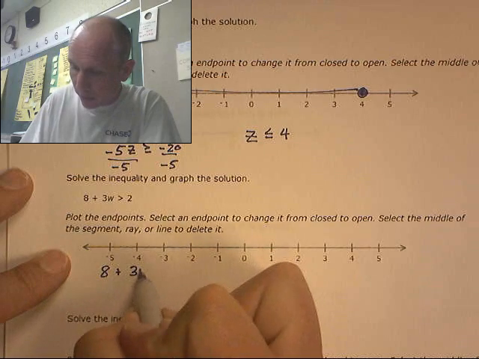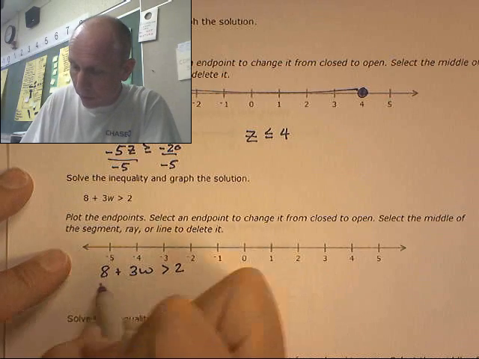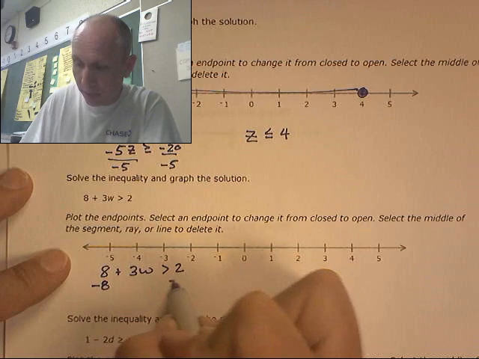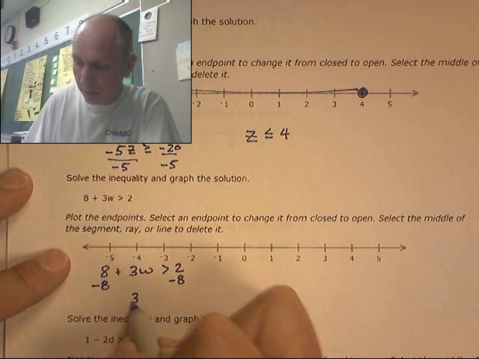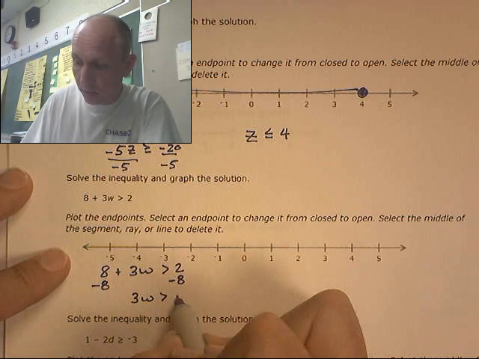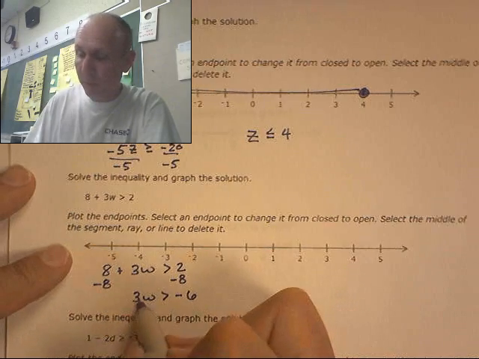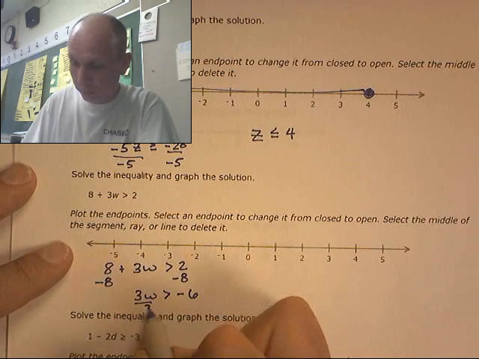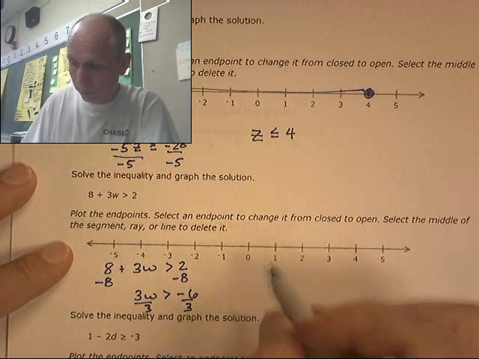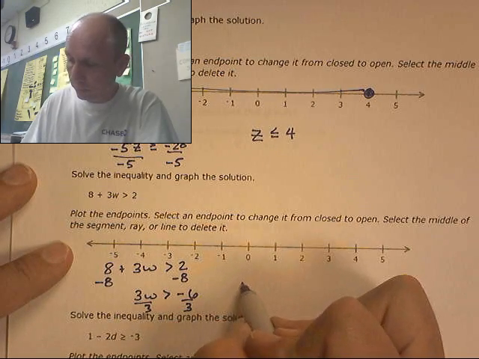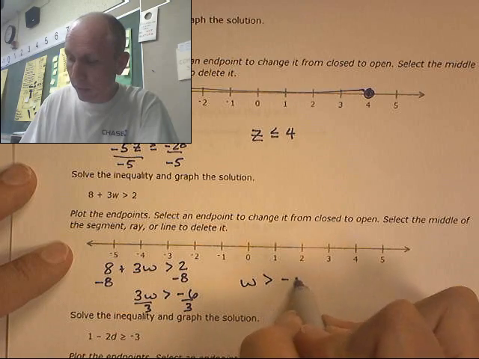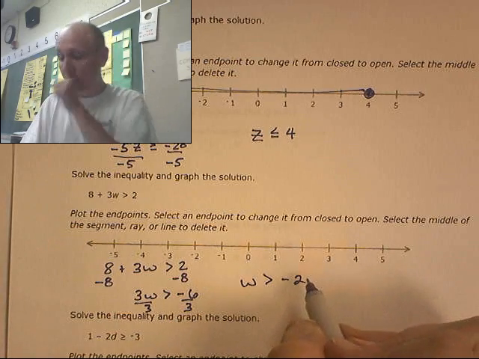Eight plus 3w is greater than 2. I'll subtract 8 from both sides. 3w is greater than negative 6. I'm going to divide both sides by 3. That's going to give me w is greater than negative 2.